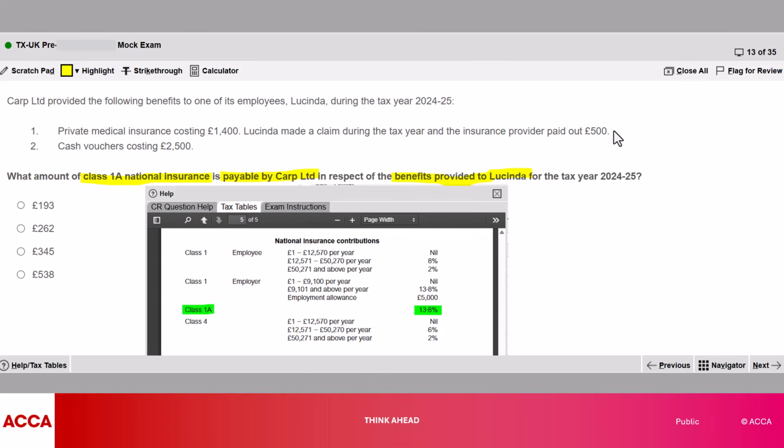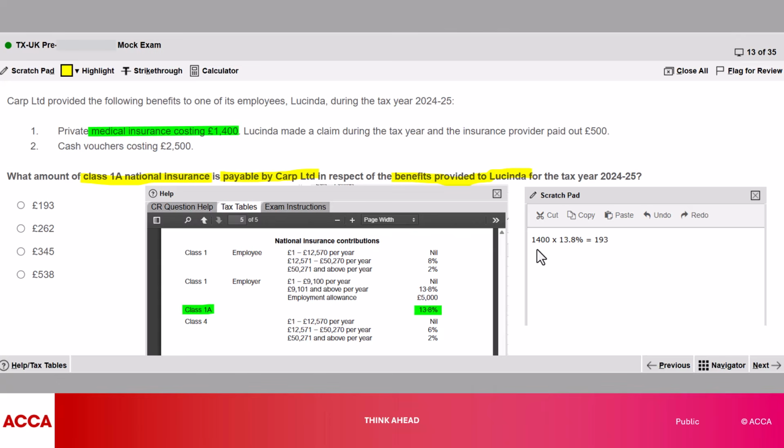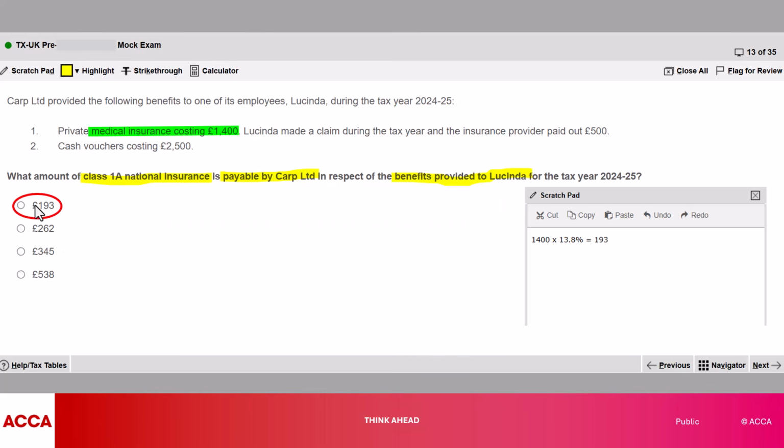The one that you might have been a bit unsure of is the amount paid by the insurance provider. And in fact, that figure is not going to be included. The taxable benefit is going to be the cost of £1,400. So all we need to do is to multiply the 1,400 by the rate from the tables. And you could probably just type that straight into your calculator for this one. And that gives us our answer of 193.